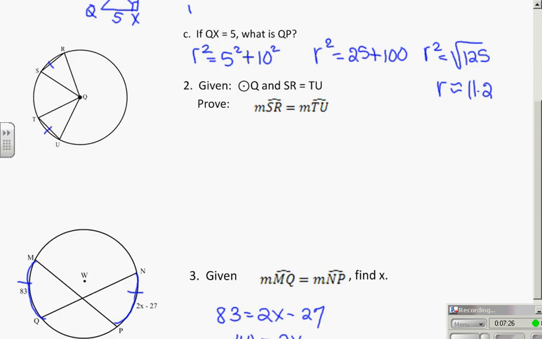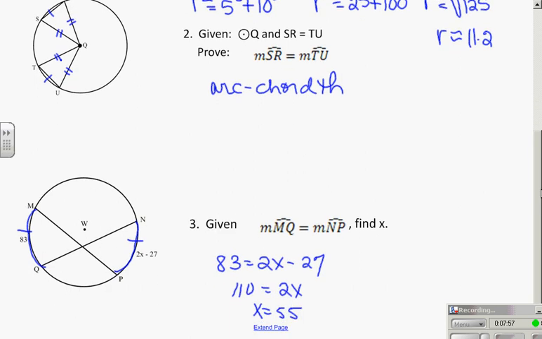Given circle Q and SR equal to TU, prove that those arcs are congruent. And we're not going to go through a formal proof. We're just going to reference the theorem that proves this, and that is the arc chord theorem. But just in preview, notice that all four of these segments would be equal because they're radii, and I see a couple of triangles that are congruent by side, side, side.